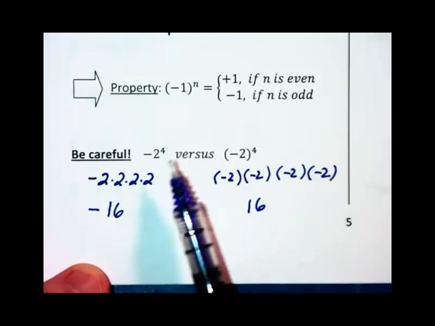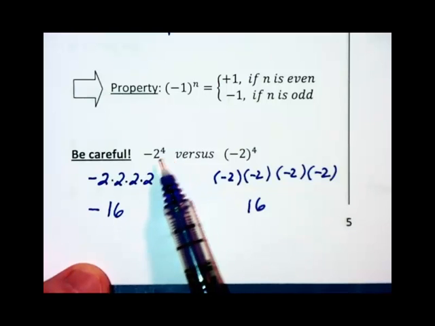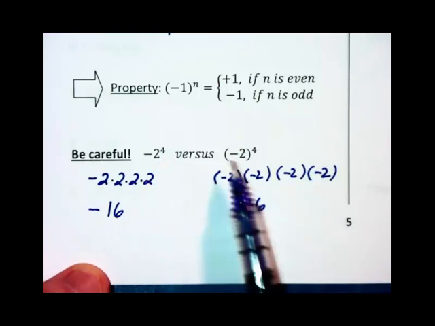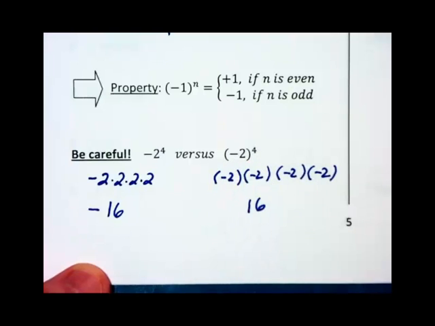I like to say negatives are nearsighted and only go with whatever they're directly next to, unless there are parentheses saying all this stuff inside gets raised to that power.